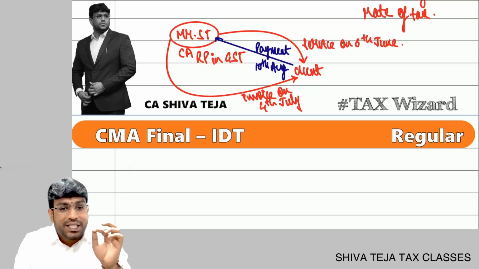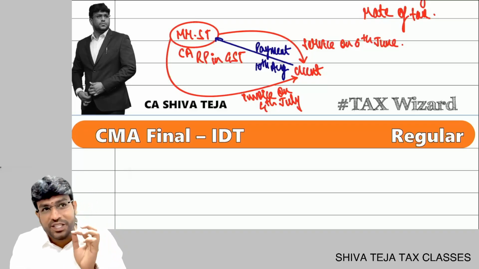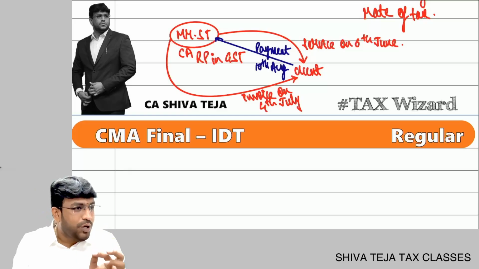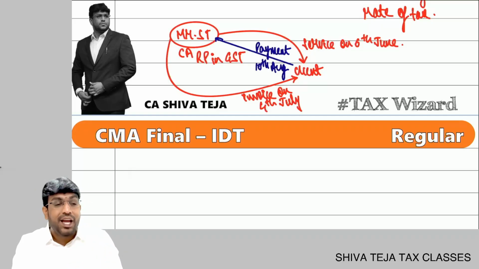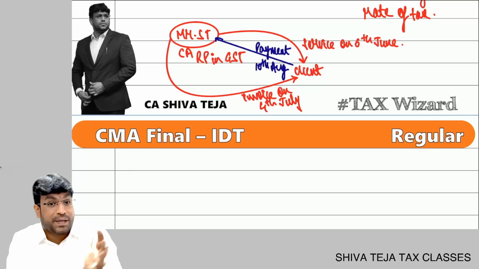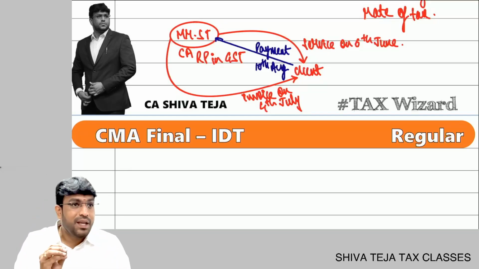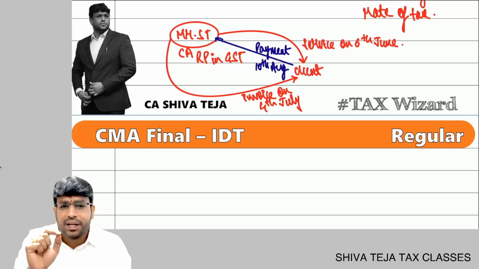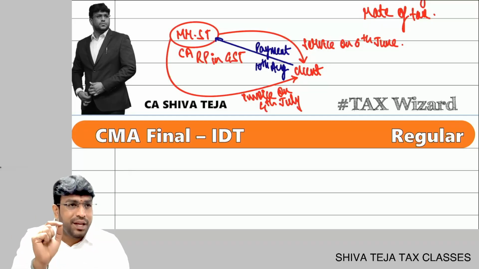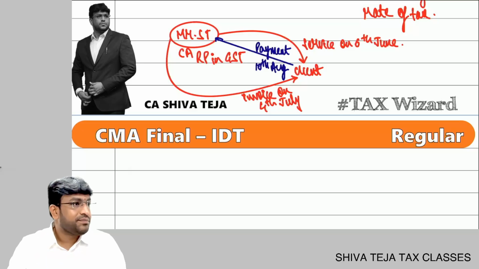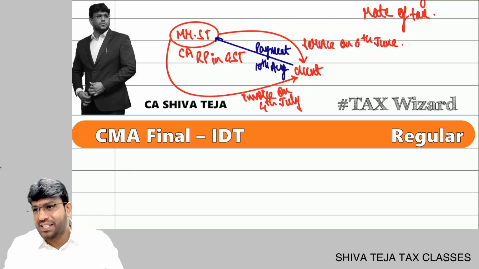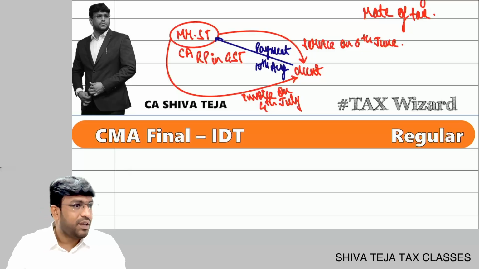Generally, what is the due date for payment of GST? Let me tell you, for a normal registered person, generally the due date for payment of tax is 20th of next month. Do we know that?